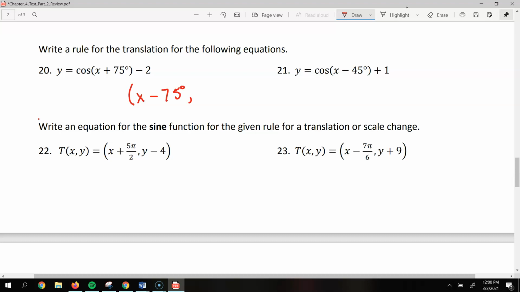In that minus 2, we treat that exactly how it looks. In words, we would say it's going down 2 units. As a rule for a translation, we would just write down y minus 2. So that would be your rule for your translation for number 20.